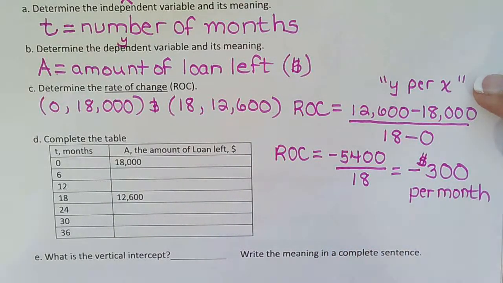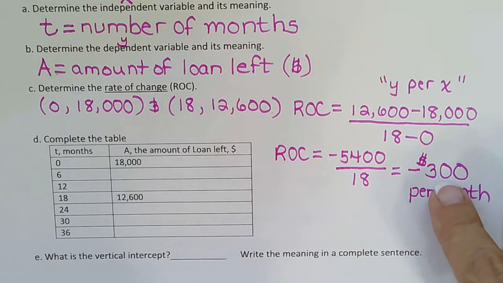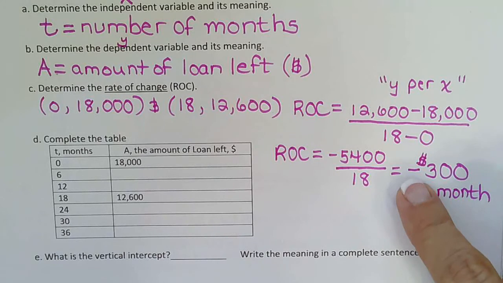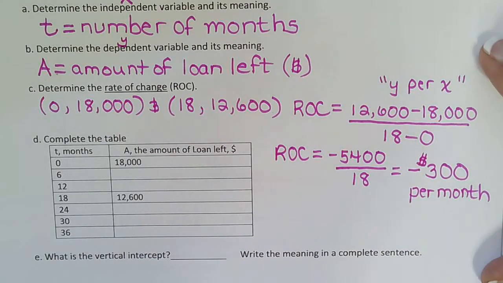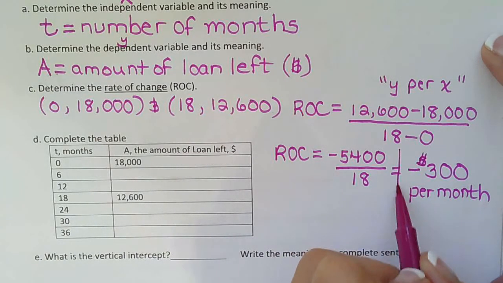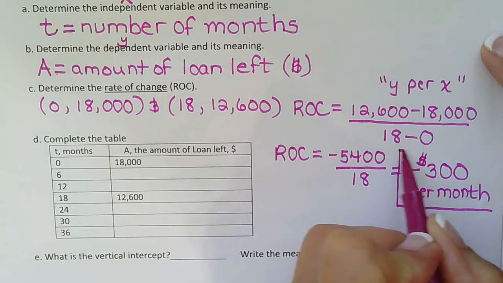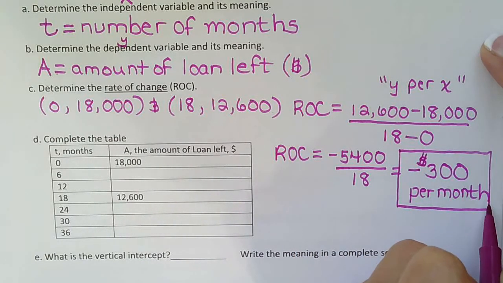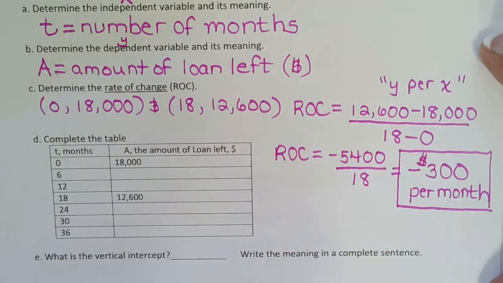Or the loan is going down or decreasing. The loan amount is decreasing by $300 per month. Remember, we don't use the negative in the sentence, but we do need the negative when we find rate of change. But you should understand what that negative means. That just means the balance is going down.